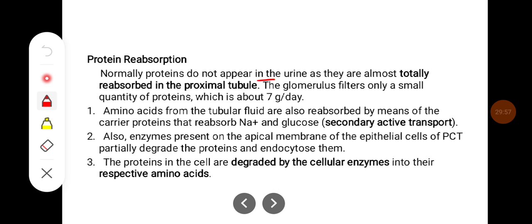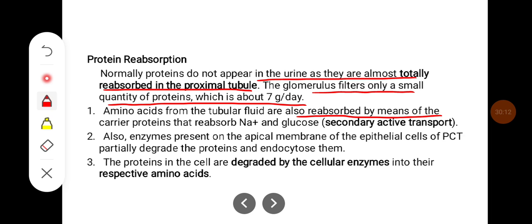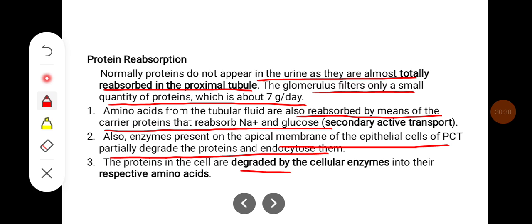Normally, proteins do not appear in the urine as they are almost totally reabsorbed in the proximal tubule. The glomerulus filters only a small quantity of proteins, about 7 grams per day. Amino acids from the tubular fluid are also reabsorbed by means of carrier proteins that reabsorb sodium and glucose. Also, enzymes present on the apical membrane of the epithelial cells of the PCT partially degrade the proteins and endocytose them. The proteins in the cell are degraded by cellular enzymes into their respective amino acids.